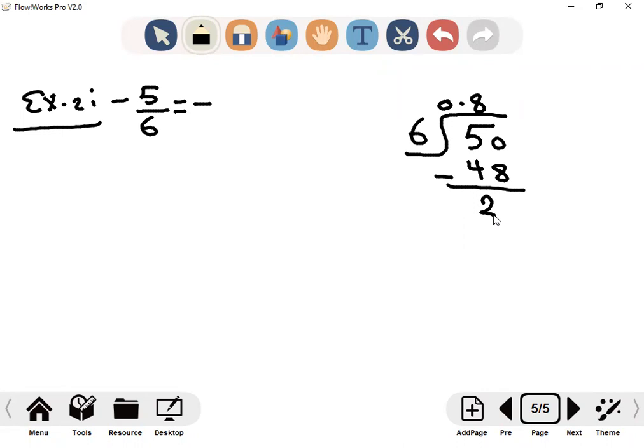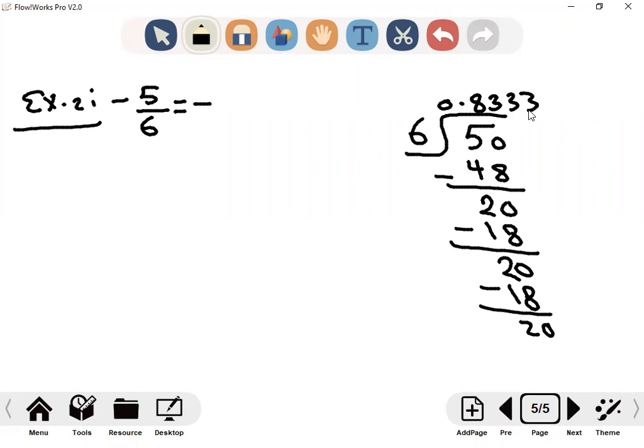What do we do? We have a decimal, so we can add 0. 20 divided by 6, 3. 3 times 6 is 18. Subtract. The 2 is less than 6. We have a decimal, we can add 0. 20 divided by 6, 3, subtract 18, 2.